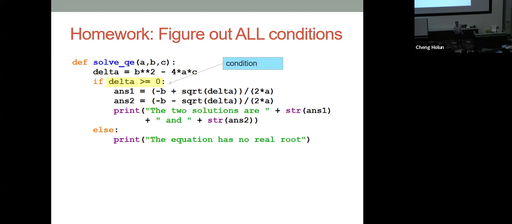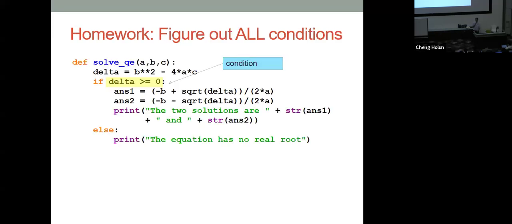Yeah, for example, A is 0. What happens if A is 0? It's division by 0 and some other things, okay? So I think that's your homework later. You try to figure out all the conditions. And that is the first section about conditional statements.